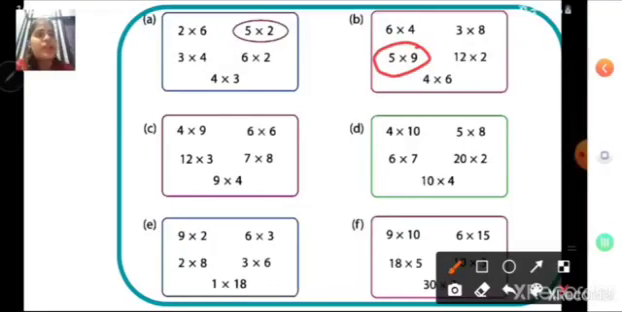Okay. Children, like this you have to find out which one is the odd one out. I am giving you 2 minutes. Come on, circle it fast. I am waiting for you. Then we can discuss the answer.